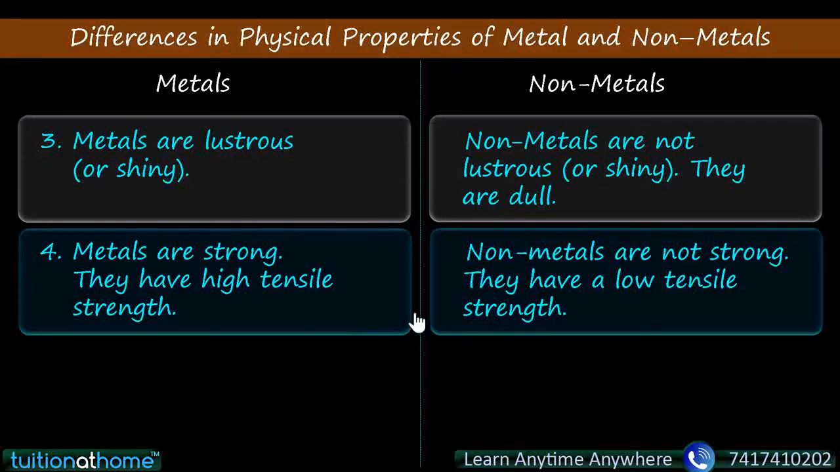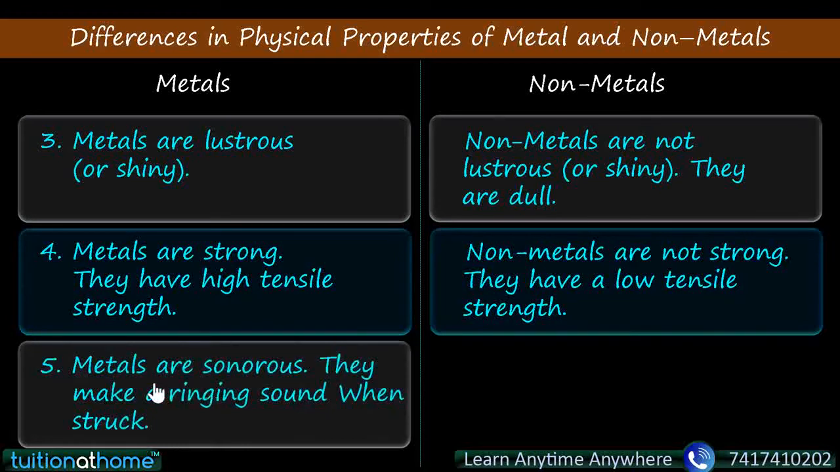An exception to these: metals are usually strong, but we have metals like sodium and potassium which are not very strong. They are soft in nature. Similarly, among non-metals, diamond is the hardest substance known, which is a form of carbon again. So don't forget about the exceptions. Fine? Okay. Moving forward, the fifth point.